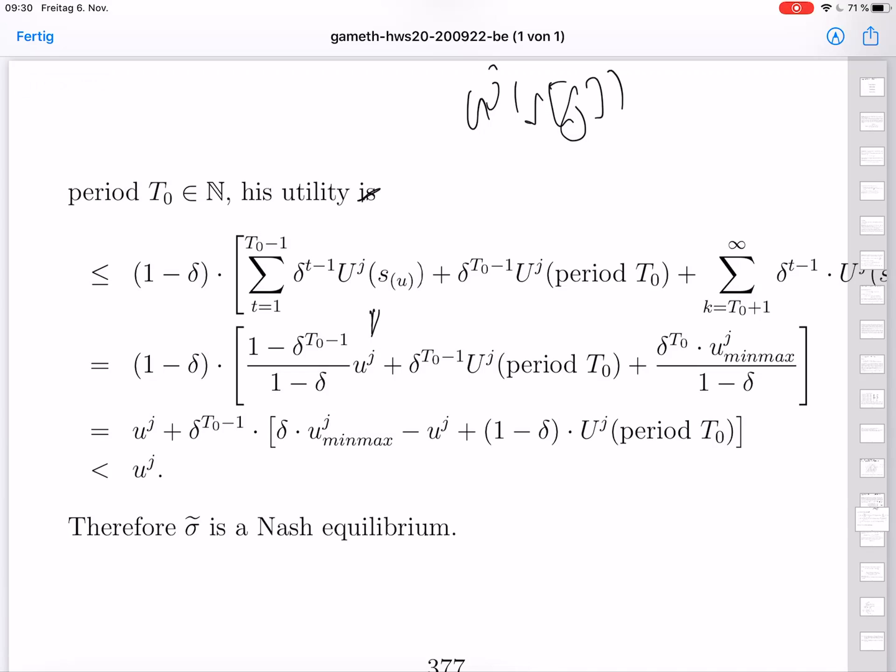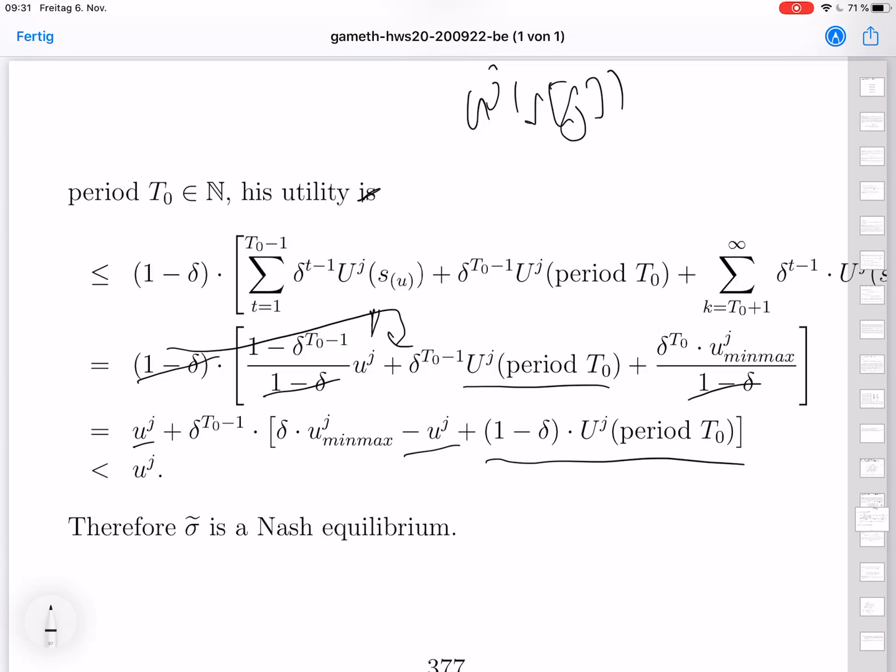So this is the second line, and now I can continue to calculate this. Here 1 minus delta and 1 minus delta get cancelled, and here also. And here 1 minus delta is then introduced in the middle term. And I can take out U_J here, and then I have delta up to T0 minus 1 times minus U_J, which is here. And I have delta up to T0 minus 1 times this U_J of period T0 times 1 minus delta. And here I can also take out delta up to T0 minus 1 times delta times U_J min-max. So maybe it's better if you do the calculations yourself.